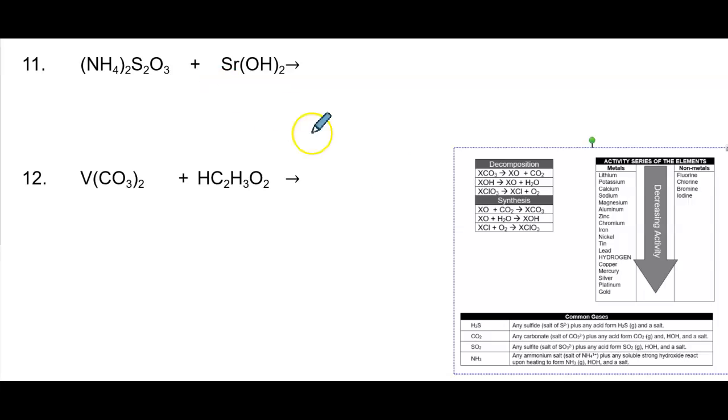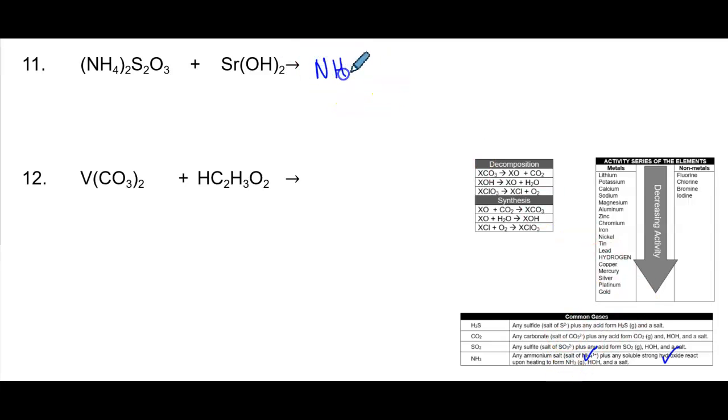Okay, here we have 2 compounds. We're checking this chart first. It is not any of these on this chart, so now I'm looking here to see. I don't have an S ending, I don't have a CO3 ending, I don't have an SO3 ending, but I have an NH4 start, so that's a yes. And I have a strong hydroxide. I will only give you a strong hydroxide. I won't give you a weak hydroxide as a trick or anything. So it has a hydroxide, and that's strong. It tells me then it forms NH3 plus H2O plus a salt.